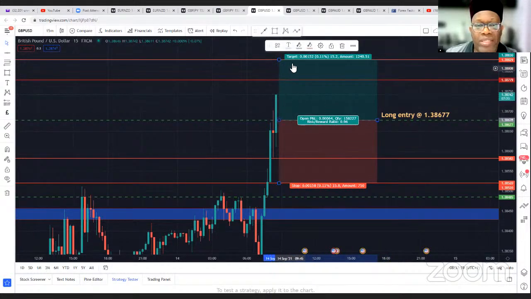We entered here. We wanted to get this far, 15 pips. And if it goes against us, we want it to be that we are out by this price. So that's basically what we're doing. We are believing it's going to begin to push up for us.